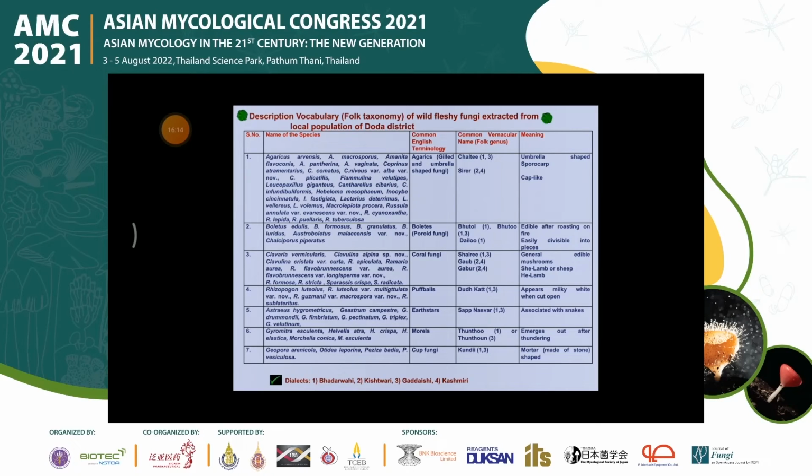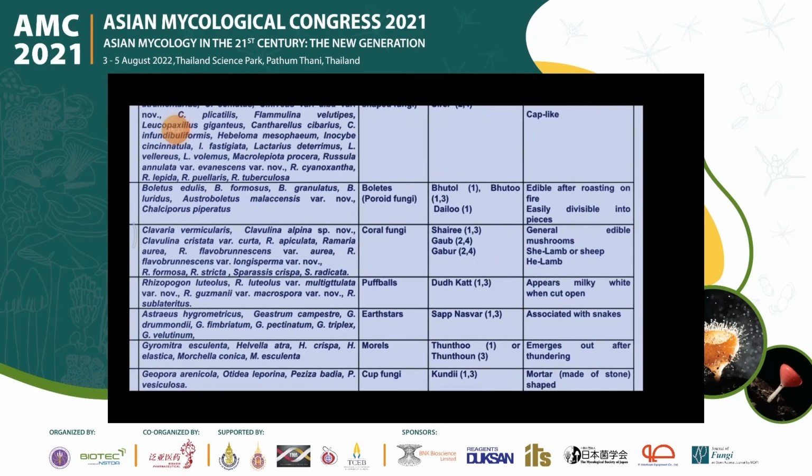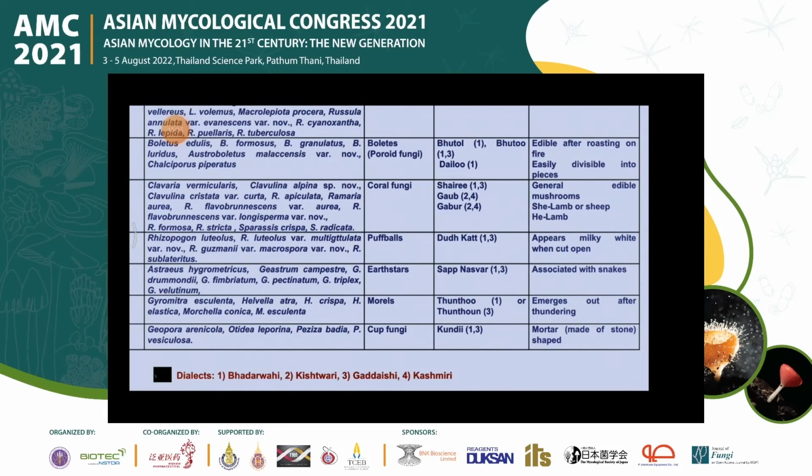Earth stars, people generally call it Sapnaswar. That means associated. They have a myth that these mushrooms are associated with snakes. And as far as morels are concerned, morels are called Tuntu or Tuntong. That means emerges out after thundering. And cup fungi is called Kundi. Kundi means shaped like a mortar made of stone.